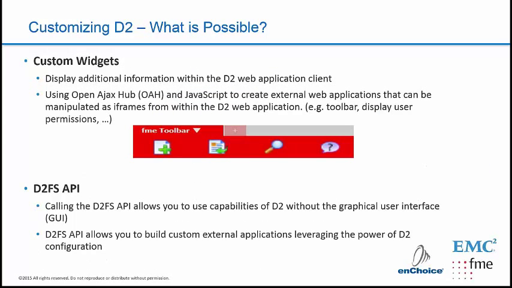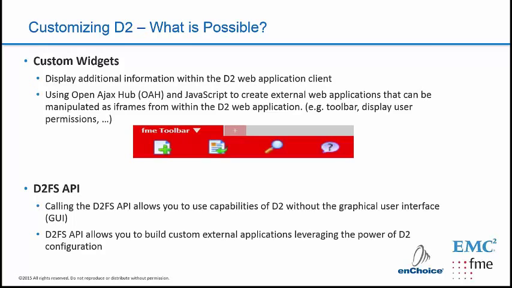Here's where you may want to customize. You have something special that needs to be developed where you want to display additional information within D2 in your application. Again, using the OpenAjax Hub and the JavaScript technology to create that web application. It can be used to manipulate an iframe within that D2 web app. Similar to what I said before, but you can create your own interface, your own business logic within these custom widgets, and we've developed a number of them for our customers. So we know that that architecture is solid. We've implemented it a number of times.